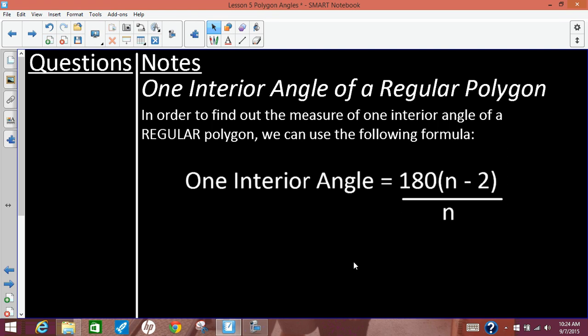So we found the sum of the interior angles of any polygon, whether it's regular or not. Now we're going to find one interior angle if we know that the polygon is regular. So you can see here that we have the formula for the sum of the interior angles, and since all of the angles are going to be the same size, we can just divide that by n, the number of sides, to get one interior angle. So let's do an example of that.